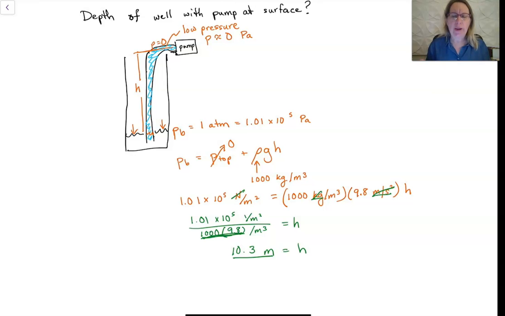Now, there are other ways to get things going. You can have pumps spaced along the way. You can have things that are not open air, that are sealed so that the pressure is higher on top of those. So this was a surprising result when people first encountered this, but it doesn't keep us from pumping water out of the ground.